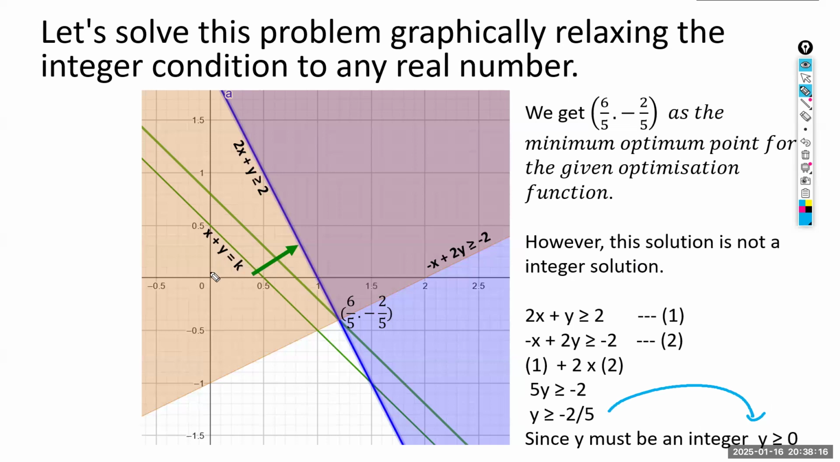So that means our feasibility region is now above this line, because y must be bigger than or equal to 0. So that means we eliminate this part.